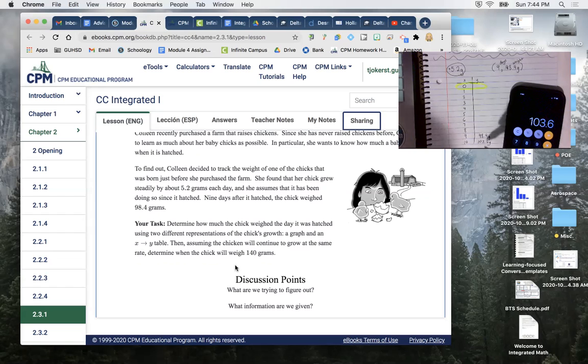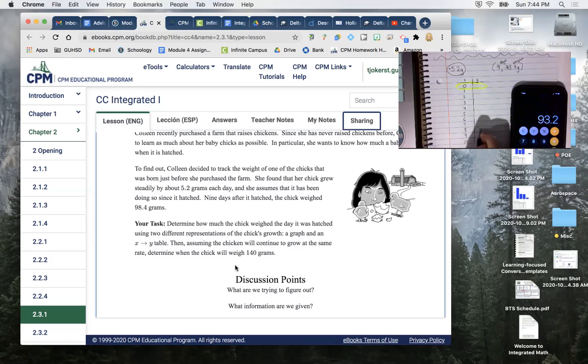So I'm going backwards instead. What I'm going to do is, instead of going forward, I'm going to subtract each time. So I have 98.4. I'm going to minus 5.2 grams, and that means that it must have weighed 93.2 on day 8. I'm going to subtract another 5.2 to get 88 grams. I'm going to subtract another 5.2 to get 82.8 grams on day 6.